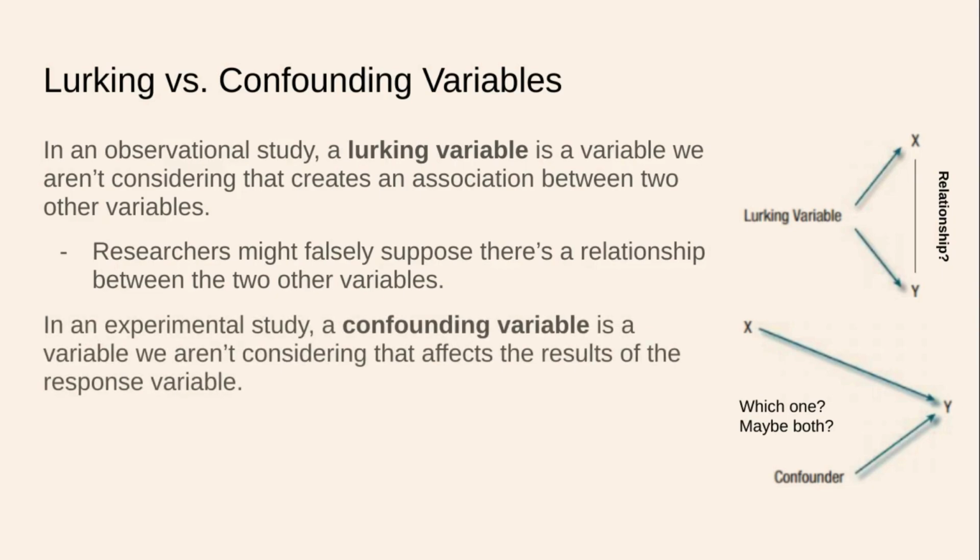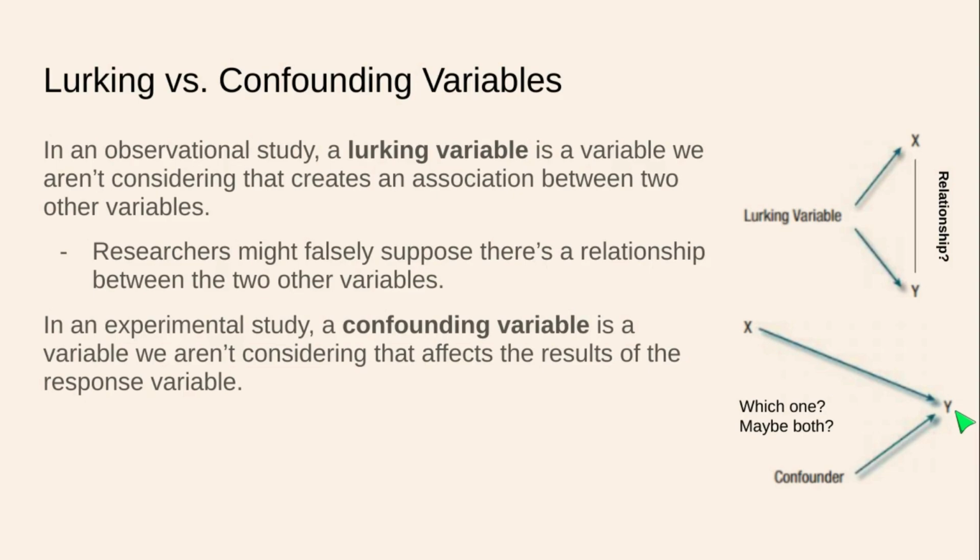In an experimental study, now notice, lurking variables exist in the context of an observational study and confounding variables exist in the context of an experimental study. That's a really good way of telling the difference. But in an experimental study, a confounding variable is a variable we are not considering that affects the results of the response variable. All right? So we have this experiment. We want to see if there is a connection between x and y such that changes in the variable x have some effect on the variable y. Well, here's another variable we're not studying, and changes in it may affect the variable y.